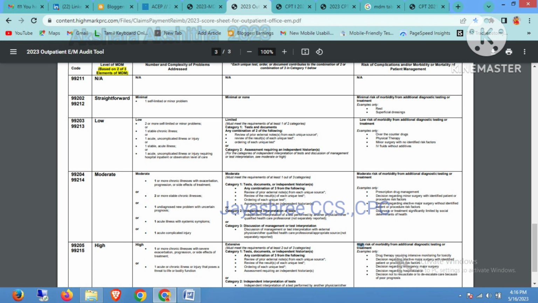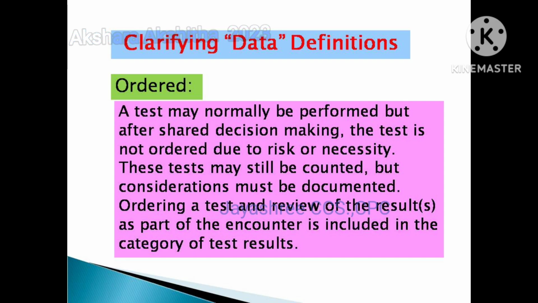What is the meaning of order? The test may normally be performed, but after shared decision making, the test is not ordered due to the risk or necessity. These tests may still be counted, but the consideration must be documented. Ordering a test and reviewing the result as part of the encounter is included in the category of test result. So order means the test is not performed, only ordered. That is the meaning of order.